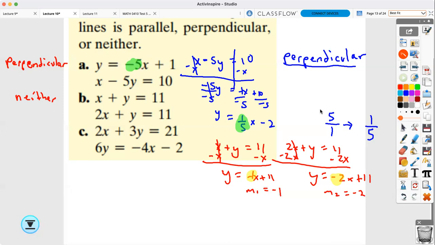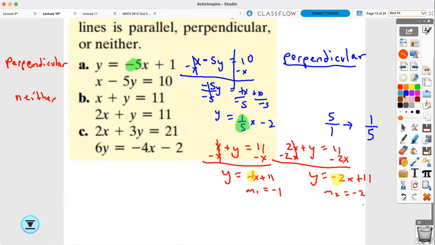All right, so let's look at these two slopes. They're not the same, so they're not parallel. They're not opposite, so they're not perpendicular. So since they're not the same, they're not opposite reciprocals, we can confirm that they are neither. Does everyone see how we kind of work these types of problems? Solve for Y, get the M's, compare the M's, and then go down the checklist.